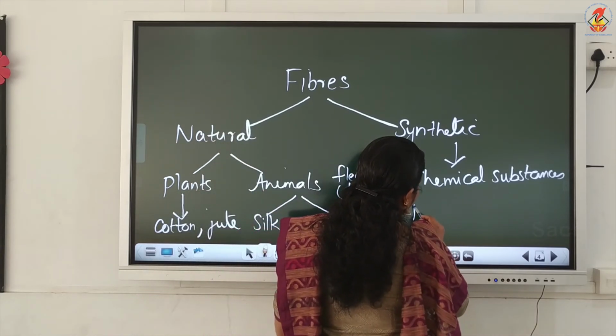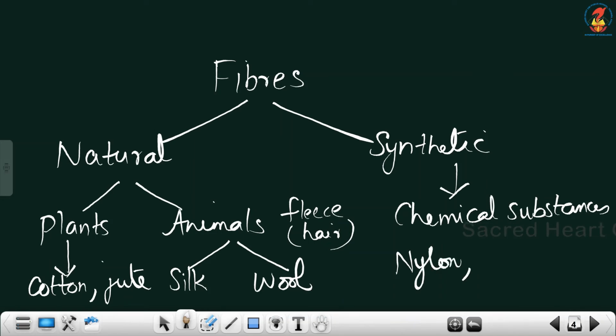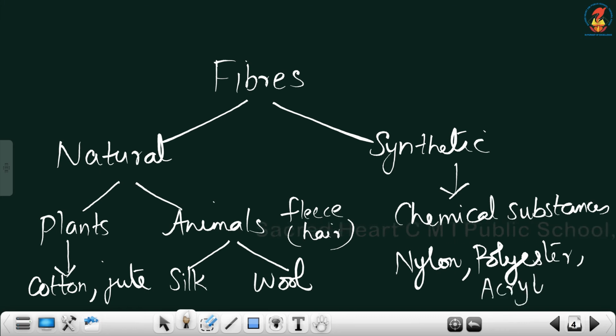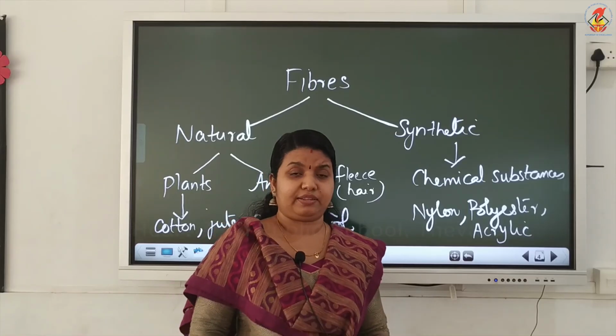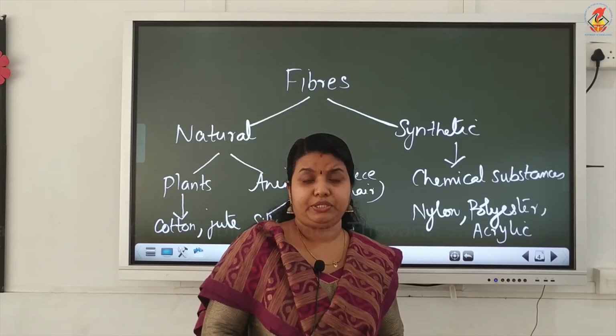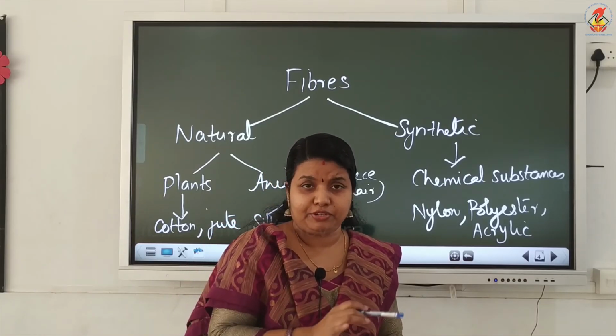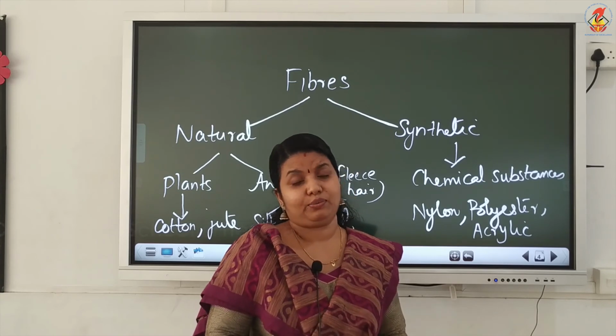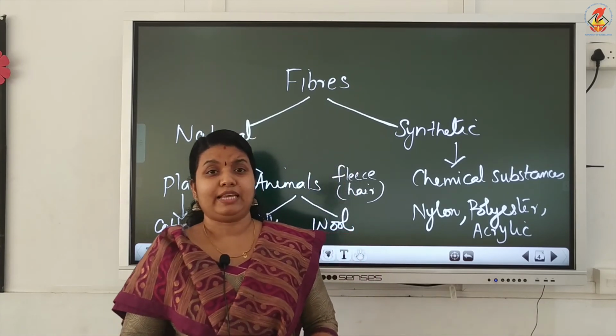Examples are nylon, polyester. You will learn about it in higher classes. Now just learn the examples only. Nylon, polyester, acrylic are examples of synthetic fibers. So what are synthetic fibers and examples? You need to learn only the definition and examples in 6th standard. You will learn more about synthetic fibers in 8th standard.